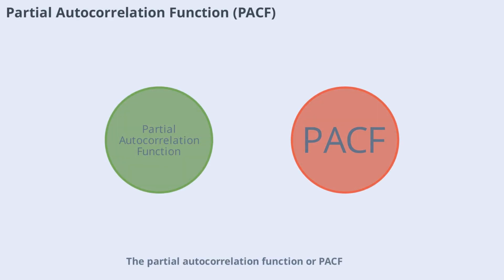Partial autocorrelation function, or PACF, measures the correlation between a time series and its lagged values, controlling for the values of shorter lags. PACF is particularly useful for identifying the order of the autoregressive component in ARIMA models. By analyzing the PACF plot, you can pinpoint how many past observations directly influence the current value, helping you set the right AR order.